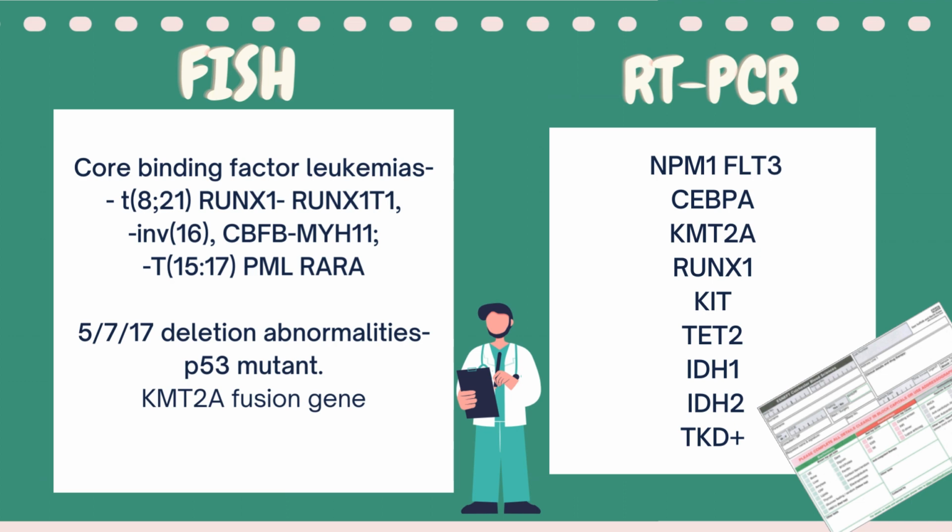So in our lab in-house, we can do inversion 16, 8;21 core binding factor leukemias, 15;17 translocation for PML-RARA fusion gene for APML, as well as deletion 5, deletion 7, which are normally seen in MDS-related AML. You can also do FISH for inversion 3, which is the MECOM gene, or 17;13 translocation, TP53 mutation. Molecular PCR is used to look for NPM1, FLT3 ITD, TKD, IDH1, and IDH2 mutations.